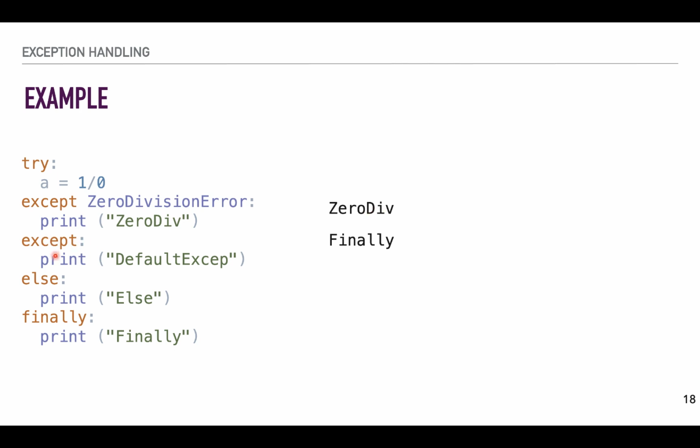But this except case is not going to be executed because this error was handled by one of the exceptions. Also, the else is not going to be executed because I did have an exception in my program. So if I don't have an exception, then this is when the else gets executed. Finally, as we said, it's going to always be executed, so that's why I get finally printed.